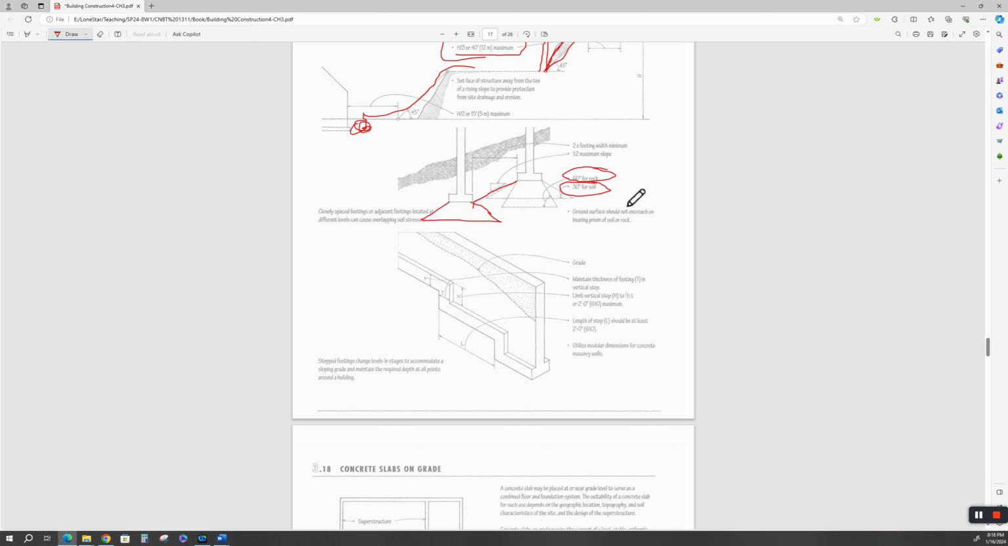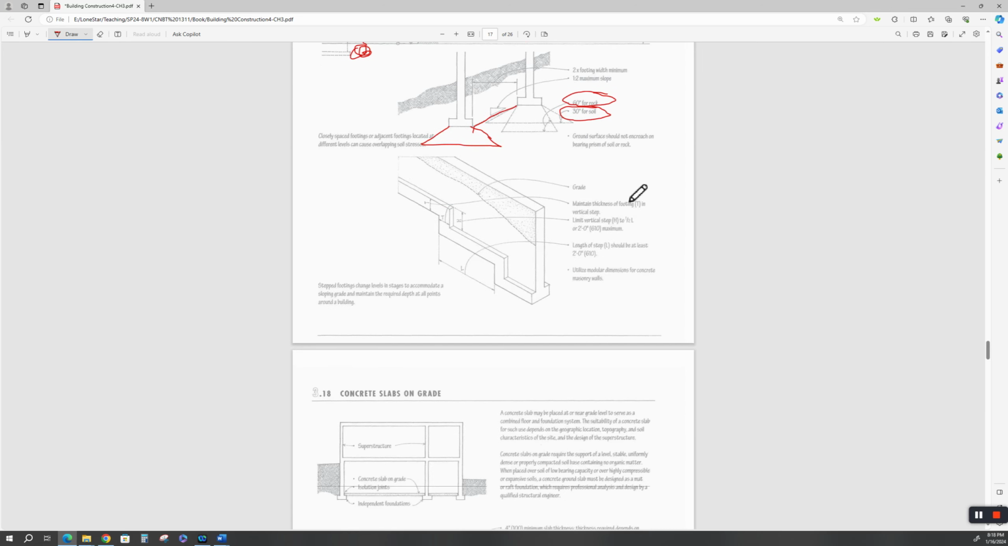Again, this is 2 times the footing width minimum. These are all rules of thumb. I wouldn't be betting my life savings on this. Use your soils engineer and your structural engineer to guide you in this. Ground surface should not encroach on the bearing prism of soil or rock. Well, that's true. All right.